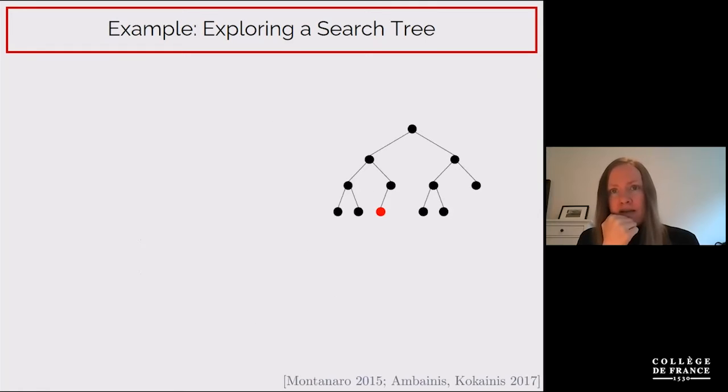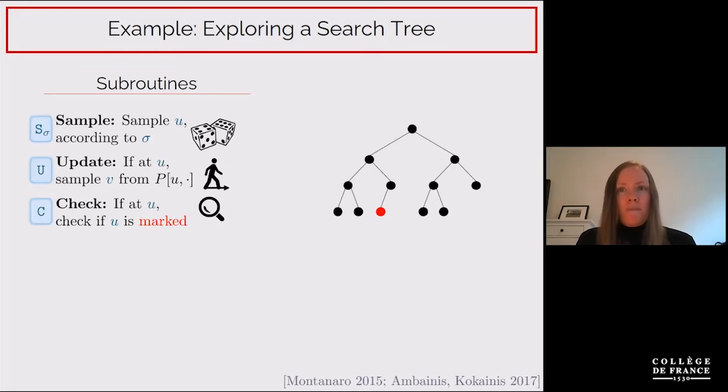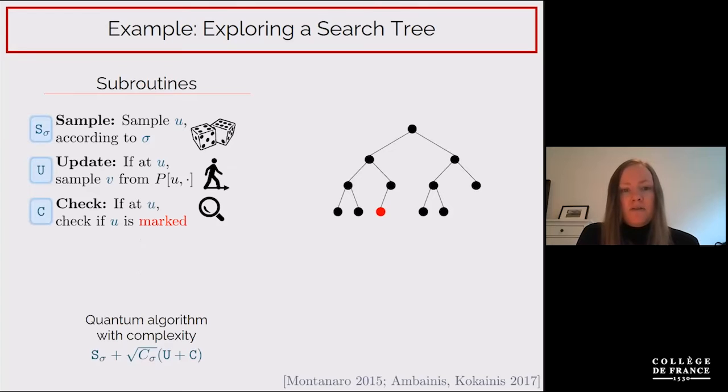And the starting point for our example will be to fix such a tree. And we're going to use the electric network framework to make a quantum algorithm out of a random walk on this tree. So let's consider the subroutines we need for such a random walk, which will also feature in our quantum algorithm. Their complexities will plug into this formula here.